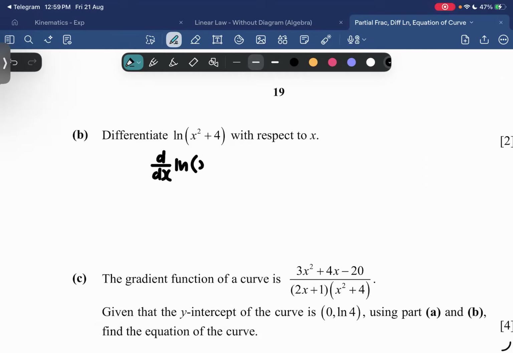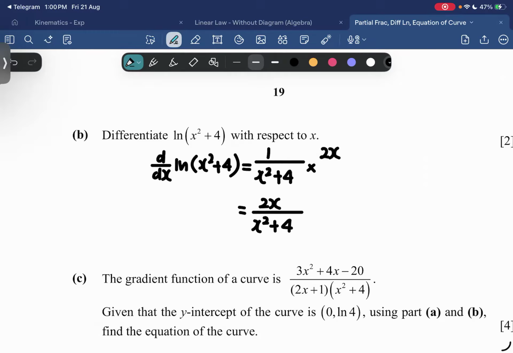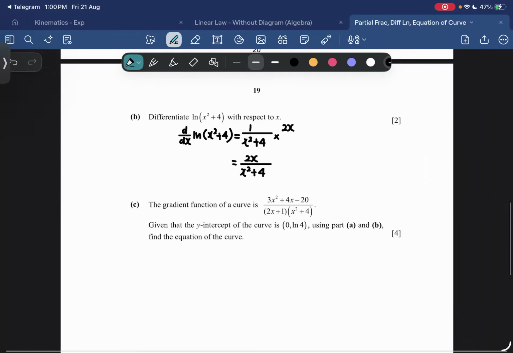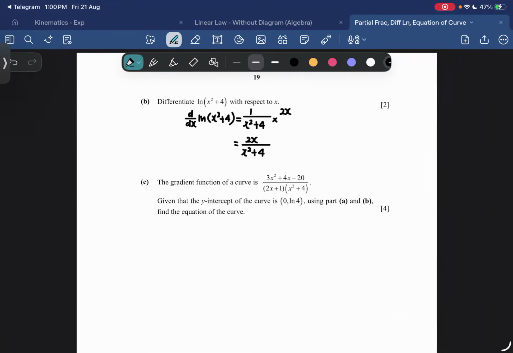I cannot put dy dx unless you define that that is y equals to something. Okay, so what happens? Differentiate ln is always 1 over. So 1 over x squared plus 4. So don't forget to multiply accordingly. So multiply by the differentiated bracket, that is 2x. So I'll end up with 2x over x squared plus 4. Yep, correct. Okay, x squared plus 4, like this. Okay, so then from here, 2 marks. Okay, quite reasonable, right?